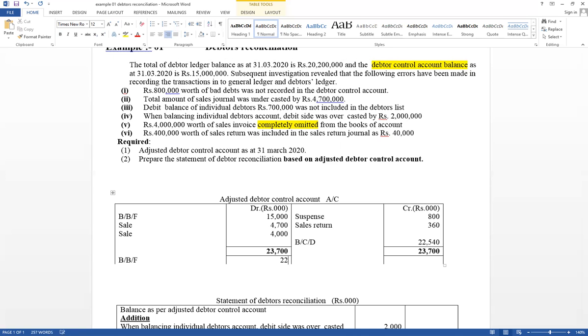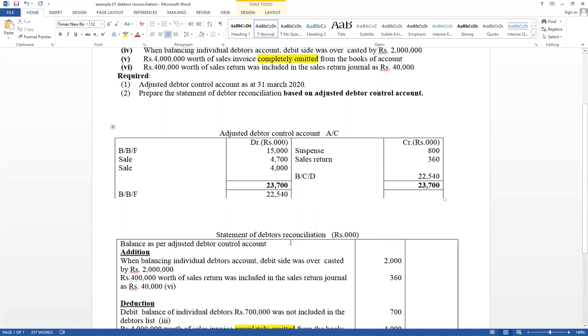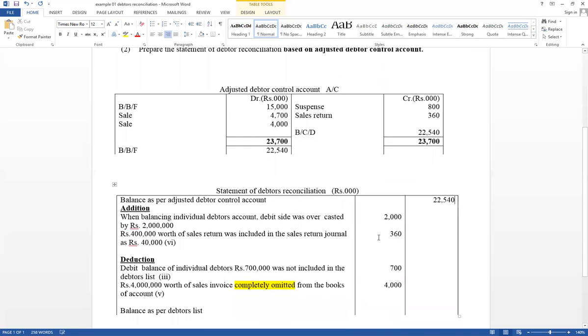Balance brought forward: that value should be included in the statement of reconciliation, 22,540. Then take the total additions. Here the total amount equals 2,360. Then this one plus this one, take the answer here. Therefore, the value here equals 24,900.